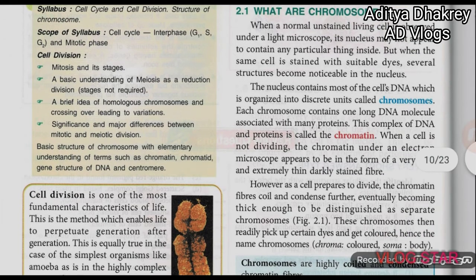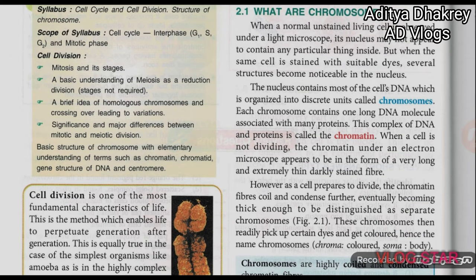Now, what are chromosomes? When a normal unstained living cell is observed under a light microscope, its nucleus may not appear to contain any particular thing inside. But when the same cell is stained with suitable dyes, several structures become noticeable in the nucleus. The nucleus contains most of the cell's DNA, which is organized into discrete units called chromosomes. Each chromosome contains one long DNA molecule associated with many proteins.